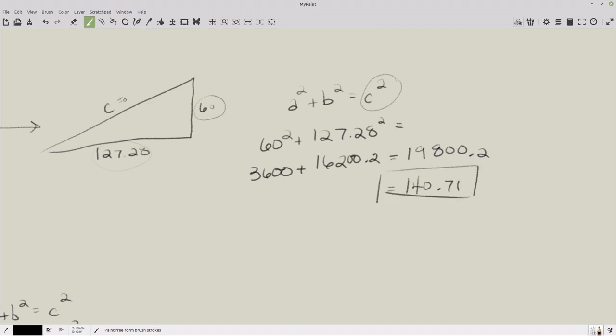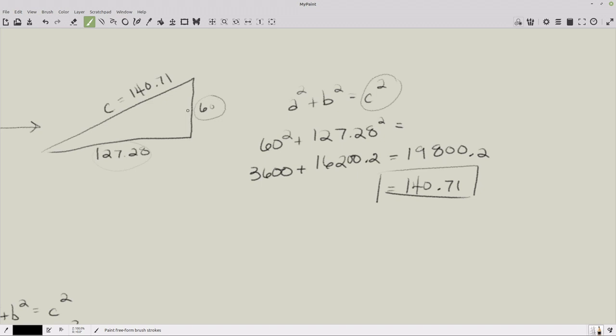So c equals 140.71. So first I need to ask, does that make sense? And it does. You have a side that's relatively short, your side that's relatively long, and then c will be somewhat longer than that longer side, right? The hypotenuse is always the longest side. It's not overly so, it's within the same range. So I think that makes sense.